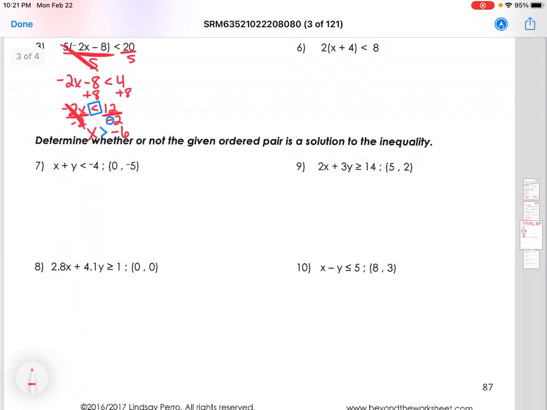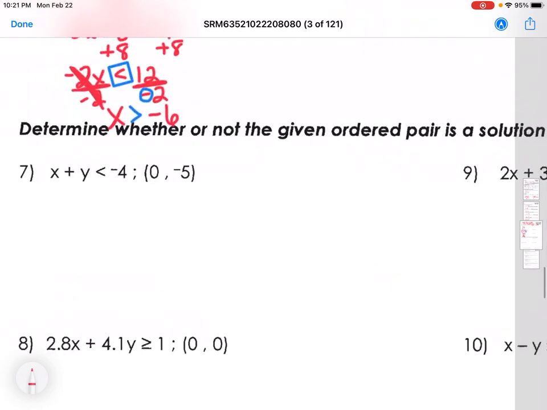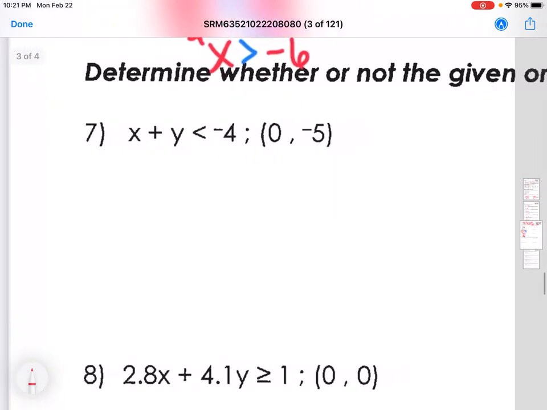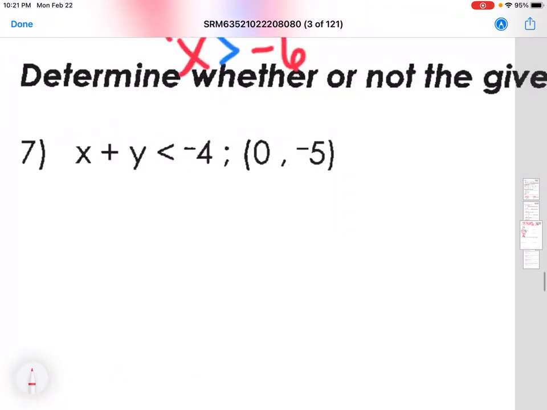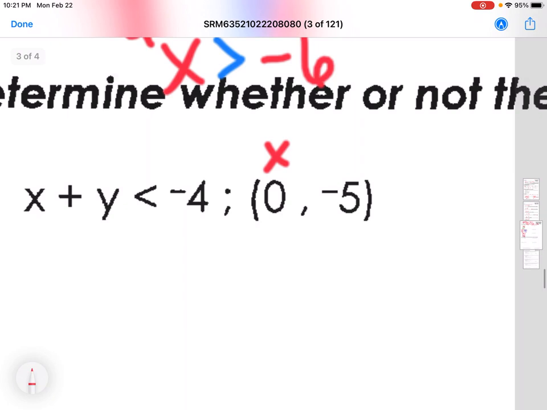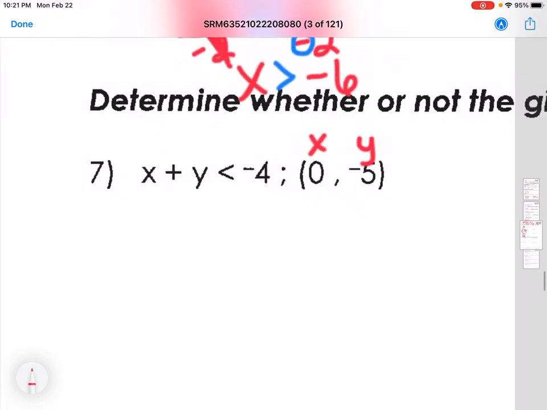Okay, on these problems, you're determining whether or not the given ordered pair is a solution to the inequality. So an ordered pair is just an x and y coordinate. So it's a point on a coordinate plane. So the first number is always your x coordinate. And the second one is your y coordinate.